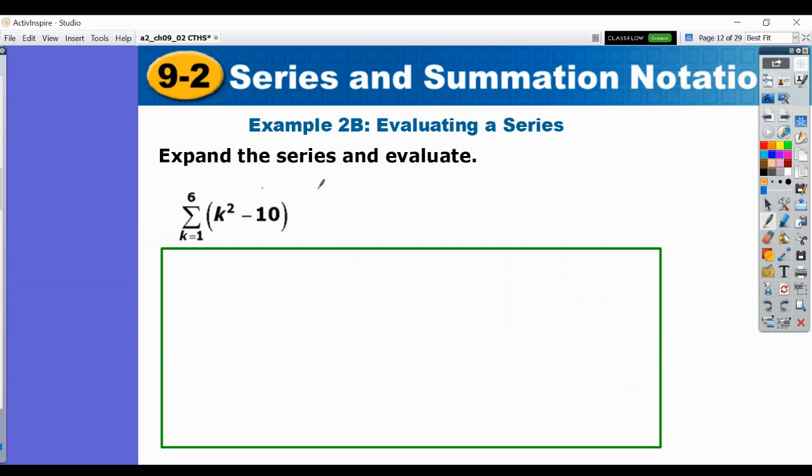Here's another one to try. So this is a little bit easier. You can go ahead and pause the video and try it if you'd like. Expand, so write out all the terms and then add them all up. Pause the video and try that out.